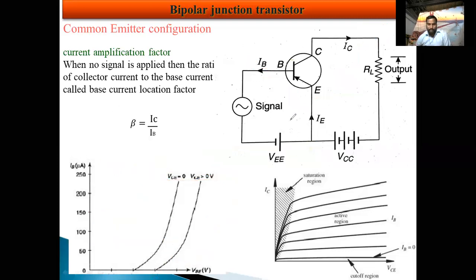Now another one. Now this is the input signal, and this is the output voltage. Here is the current, and this is the current value. Now this is the VBE and VCE. To take the output characteristics, we choose a constant IB value, that IB value in microamperes. Constant IB value.